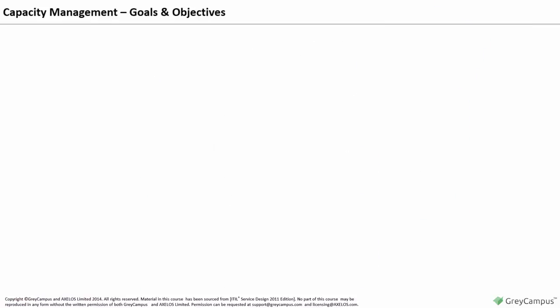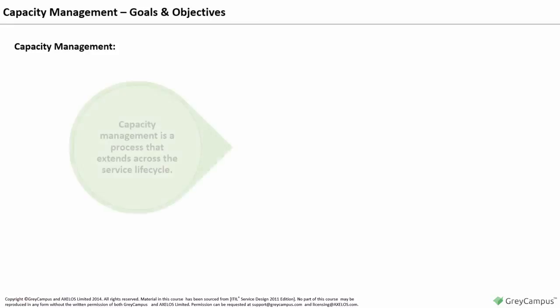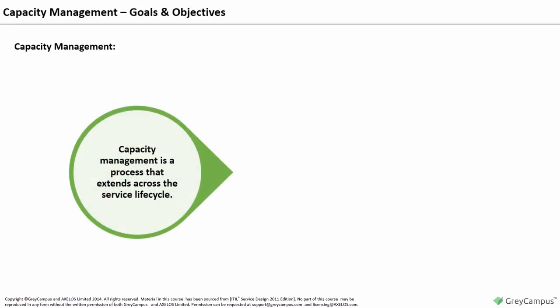Capacity management, goals and objectives. Capacity management is a process that extends across the service lifecycle. A key success factor in managing capacity is ensuring it is considered during the design stage. It is for this reason that the capacity management process is included here.